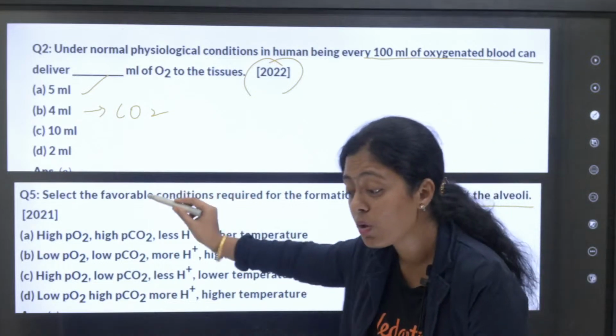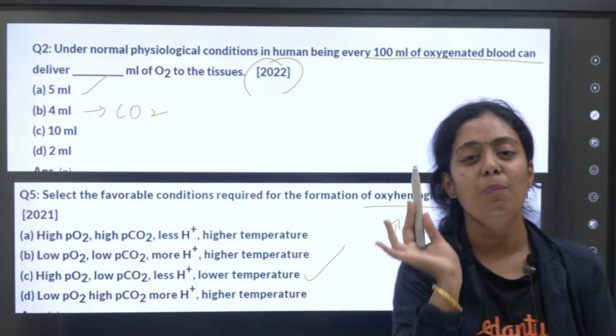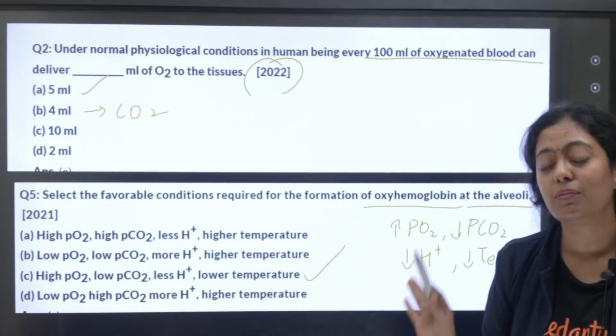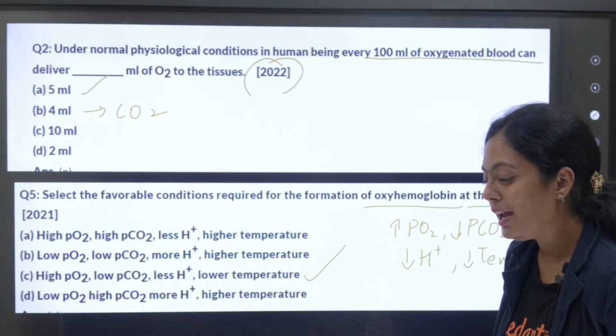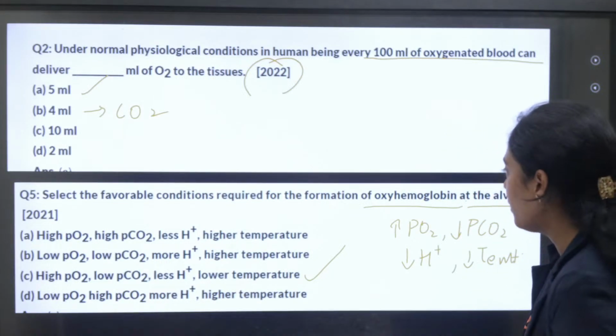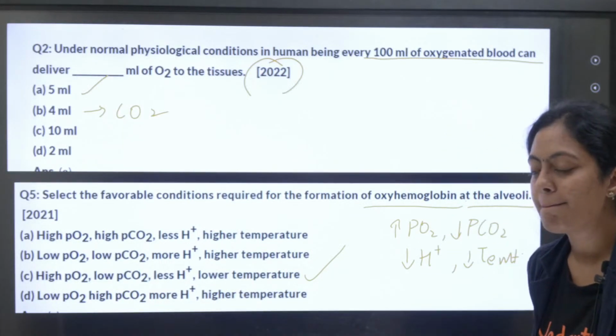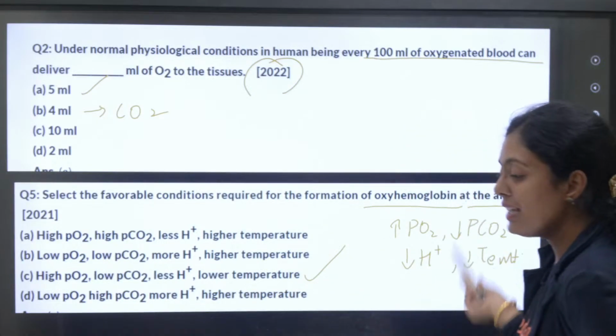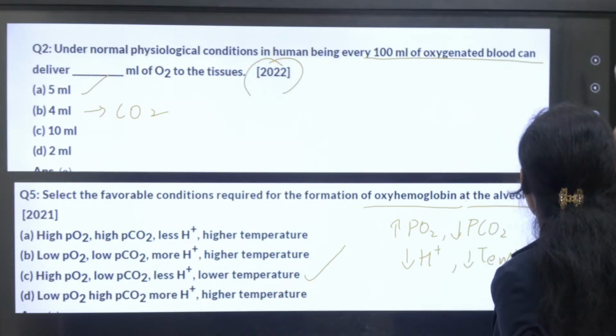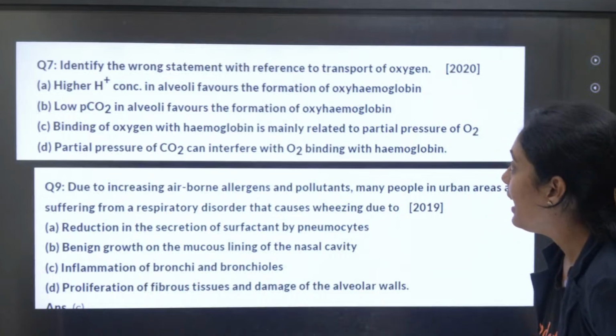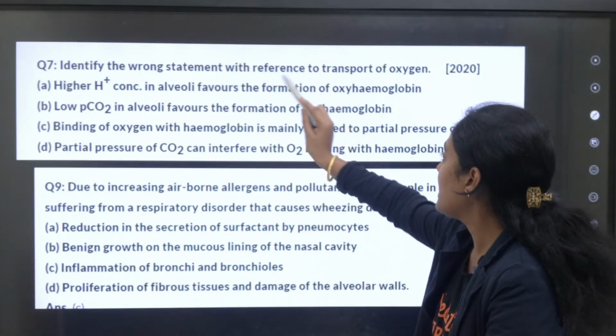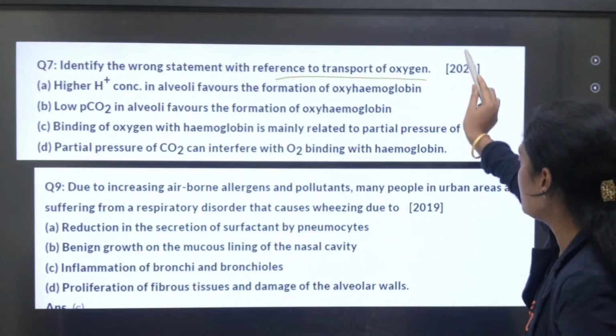So this was asked in 2021. This much study is enough for NEET. Yes, very good Janice, very good. Shall we go to the next question? I told you this is important, they have asked it. Next question: identify the wrong statement with respect to transport of oxygen.